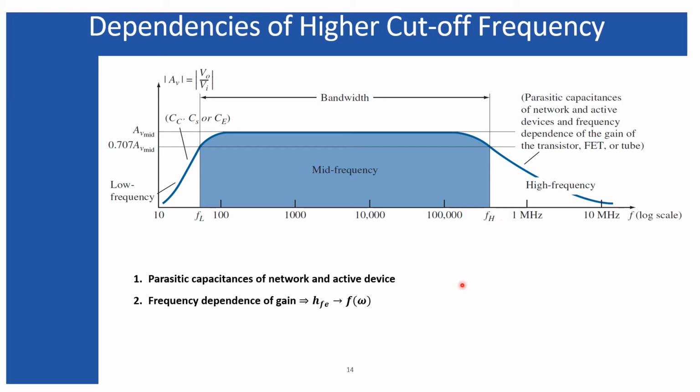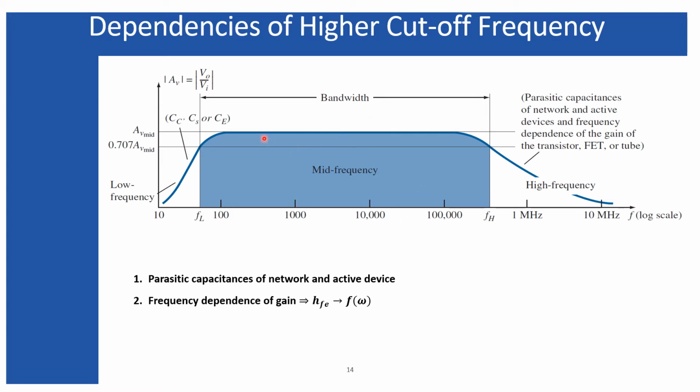The second one is the frequency dependency of the forward current gain, which is HFE for the bipolar junction transistor. Right now I'm going to consider HFE as a function of frequency, which I did not consider when I discussed the voltage gain using the H parameter model. There I considered that the HFE is constant.